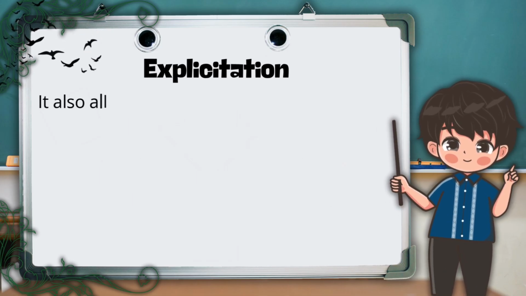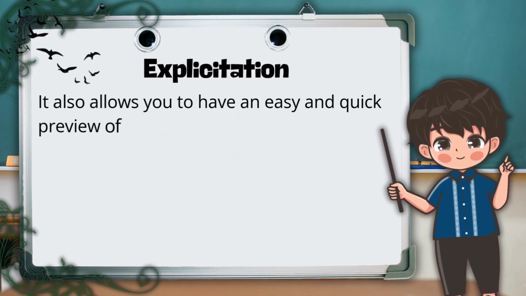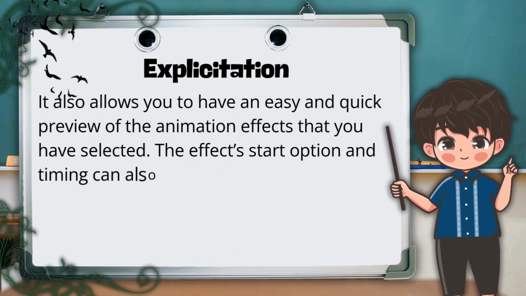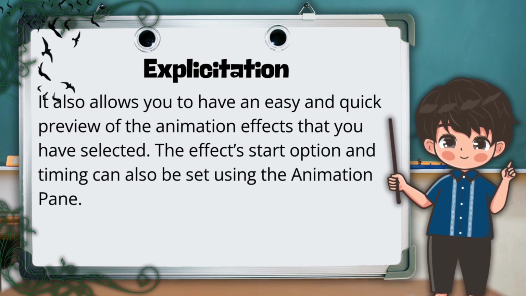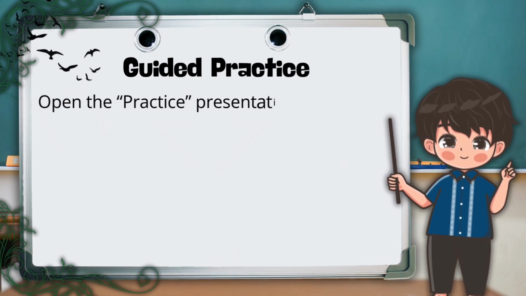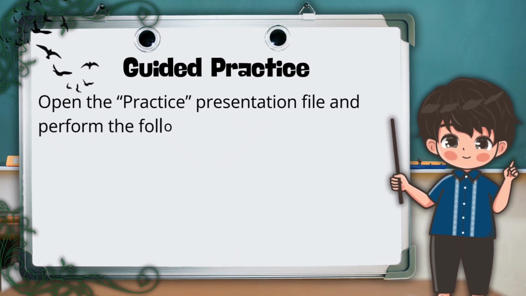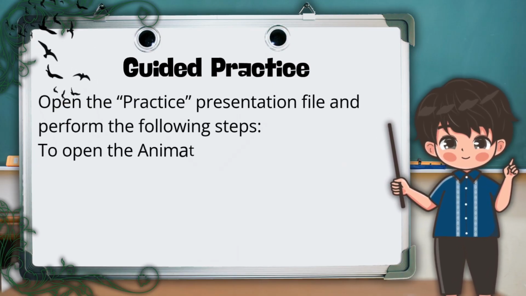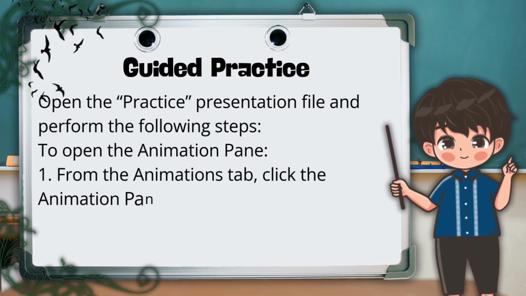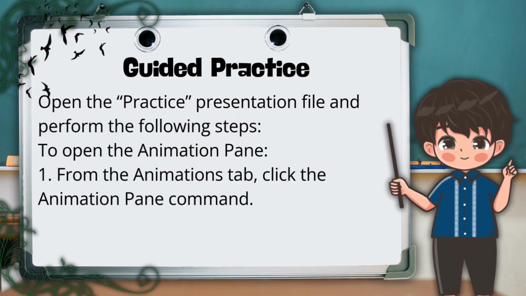It also allows you to have an easy and quick preview of the animation effects that you have selected. The Effects Start option and timing can also be set using the animation pane. For our guided practice, open the practice presentation file and perform the following steps. To open the animation pane, 1. From the Animations tab, click the Animation pane command.